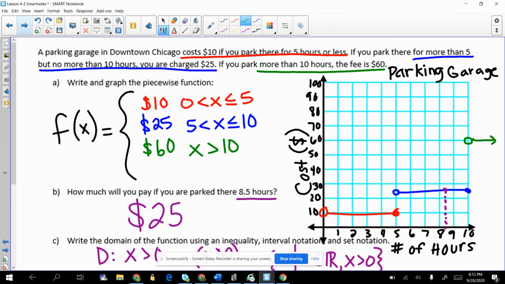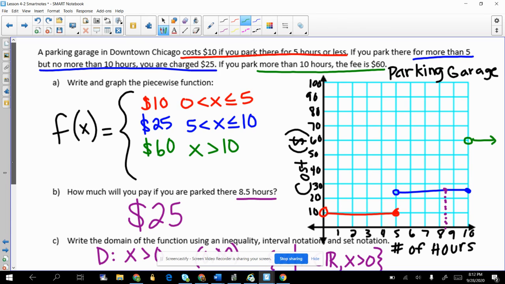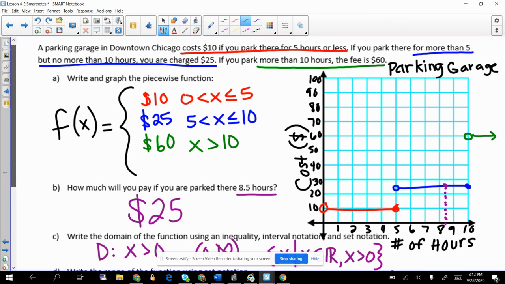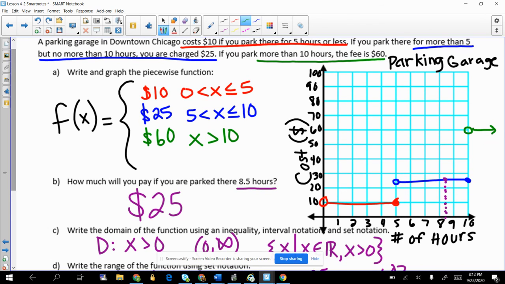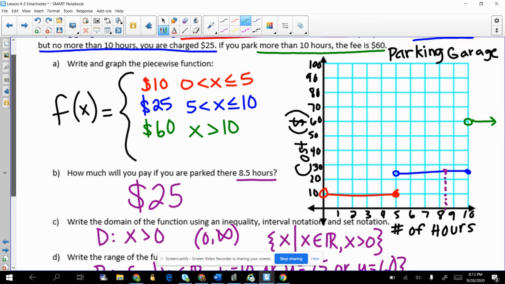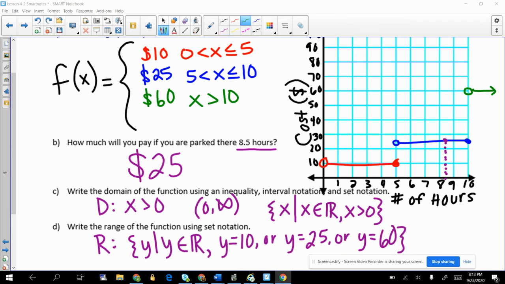And then hopefully you've paused the video, and here is what your answer should look like. So first, for part A, you have your function and you have your graph. Then for part B, you need to figure out what you would pay if you were parked for 8.5 hours, and you should have gotten $25. Then for parts C and D, you should have written your domain and range. Okay, so check your work there.